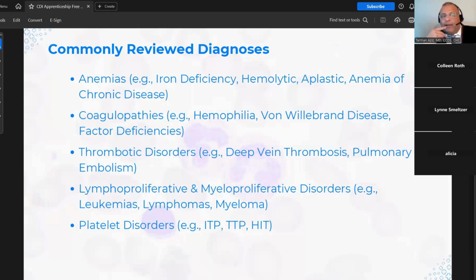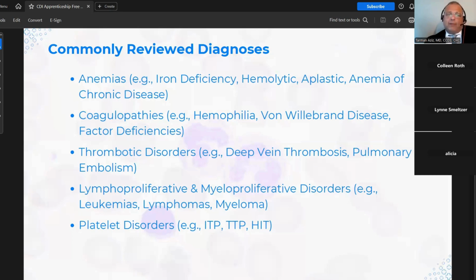Similarly, when we look at coagulopathies, these are bleeding disorders. So hemophilia, von Willebrand's disease, these are common causes of bleeding. Von Willebrand's is the most common cause in terms of a coagulopathy you may encounter. So clotting factor deficiencies in general can lead us to bleed.